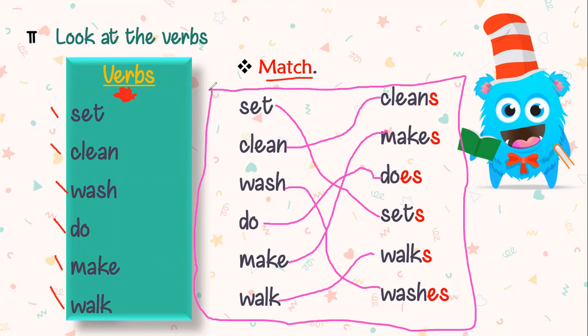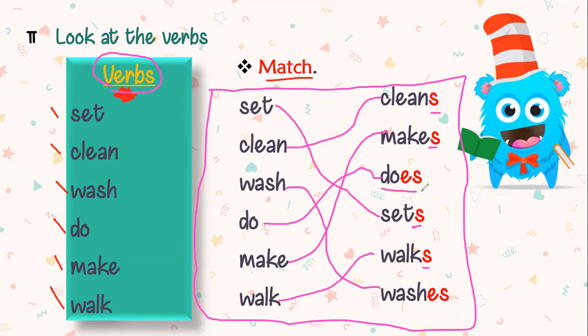If you haven't finished, if you need to complete something, you can stop here and copy this. Set, sets. Clean, cleans. Wash, washes. Do, does. Make, makes. Walk, walks. In this case, you can see that many verbs, remember, those are verbs, we add the letter S here. But if you say, Miss, not all the verbs. And yes, you are right.